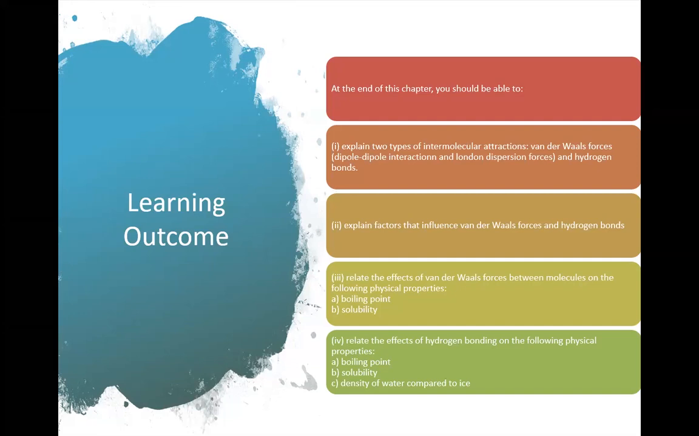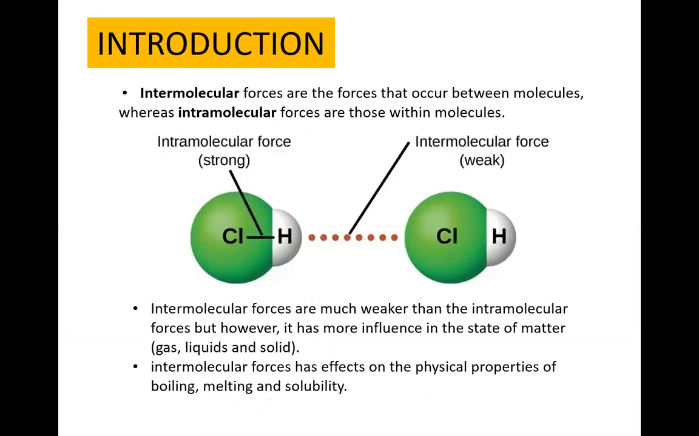Learning outcome number 2 is to explain factors that influence van der Waals forces and hydrogen bonds. Next, relate the effect of van der Waals forces between molecules on the following physical properties: boiling point and solubility. Lastly, relate the effect of hydrogen bonding on the following physical properties: boiling point, solubility, and density of water compared to ice.